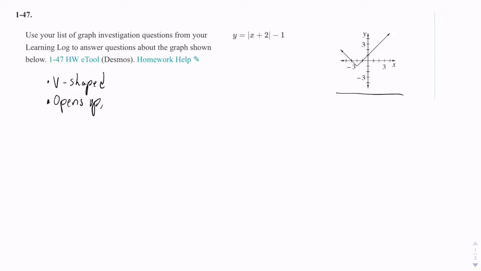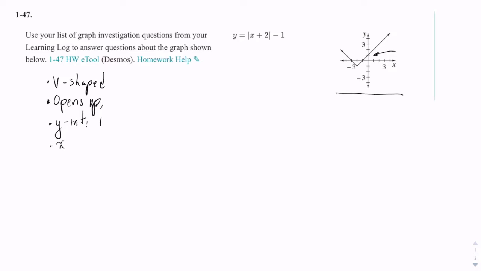Let's see what else we could say. We could say find the intercepts, right? So the y-intercept is right here, right there. And that is at 1. Remember, intercepts are only the x or y value. They're not ordered pairs, right?